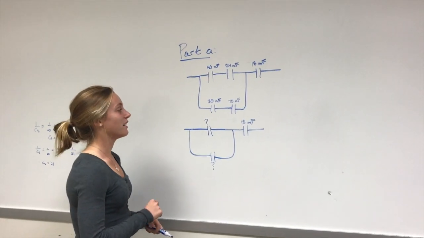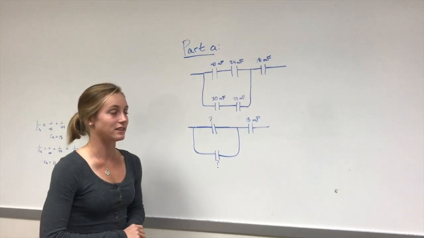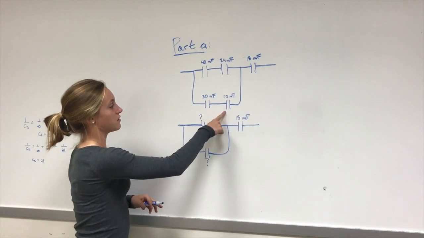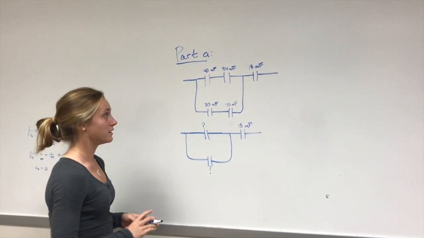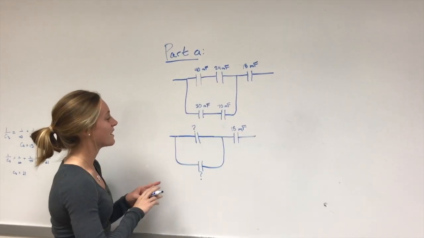Next, we're going to find the equivalent capacitance of the capacitors in series. There's two sets in series here. These two are in series together, and these two are in series together. And we know they're in series because the left side of one is connected to the right side of the other.